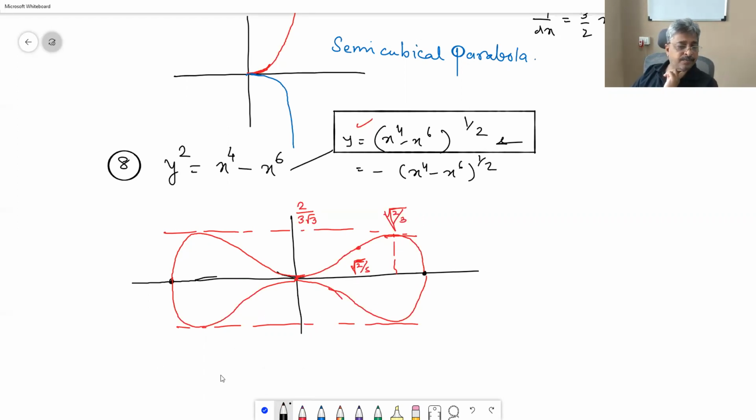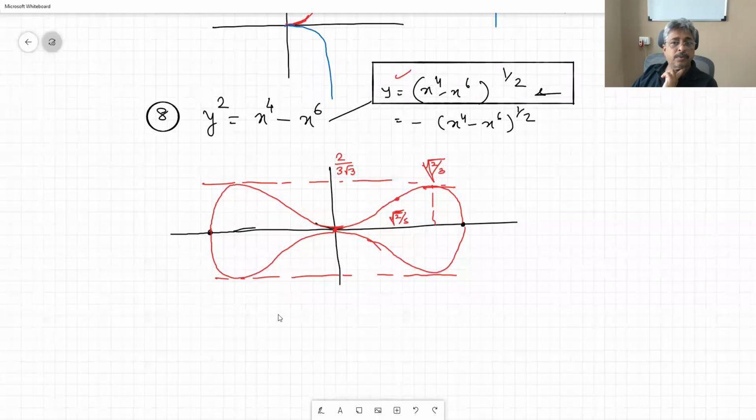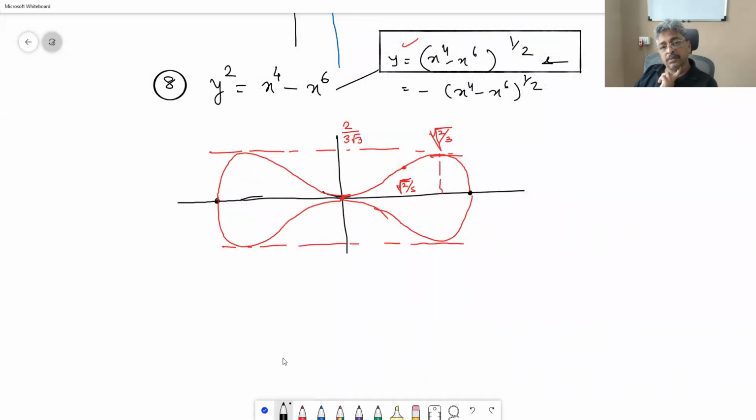Question number 9. Could you please explain why the tangent at 0 is horizontal? Yeah, you differentiate this, no? What is y dash of the upper positive curve? Half into x fourth minus x sixth into derivative of the bracket, that is 4x cube minus 6x raised to 5. So this is the derivative. If you put x is equal to 0, we get 0 at x is equal to 0.